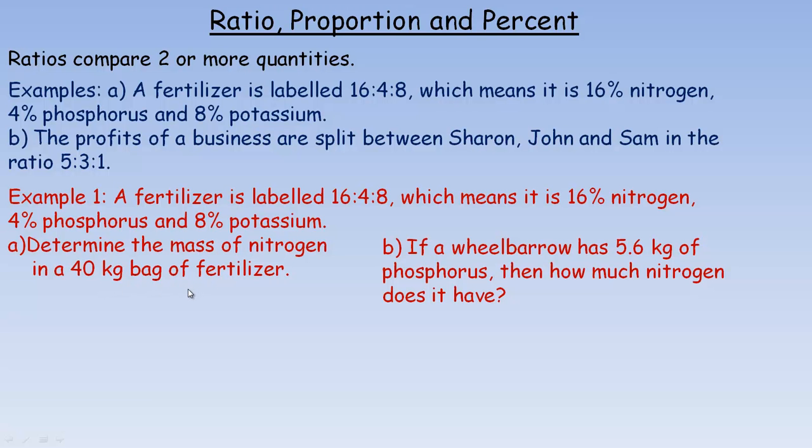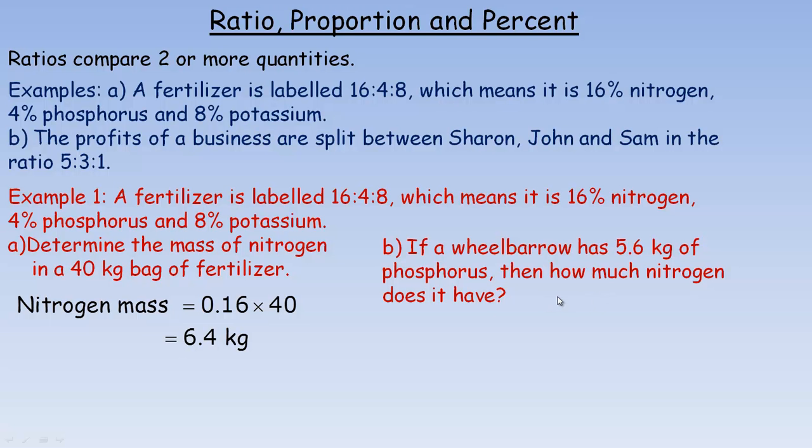So to find the mass of the nitrogen, the bag is 16% nitrogen, so we're really finding 16% of 40. And 16 as a percent is 0.16. Divide that by 100, or move the decimal two places, so it's 0.16. So 0.16 times 40 is 6.4. So there'd be 6.4 kilograms of nitrogen in that 40 kilogram bag.